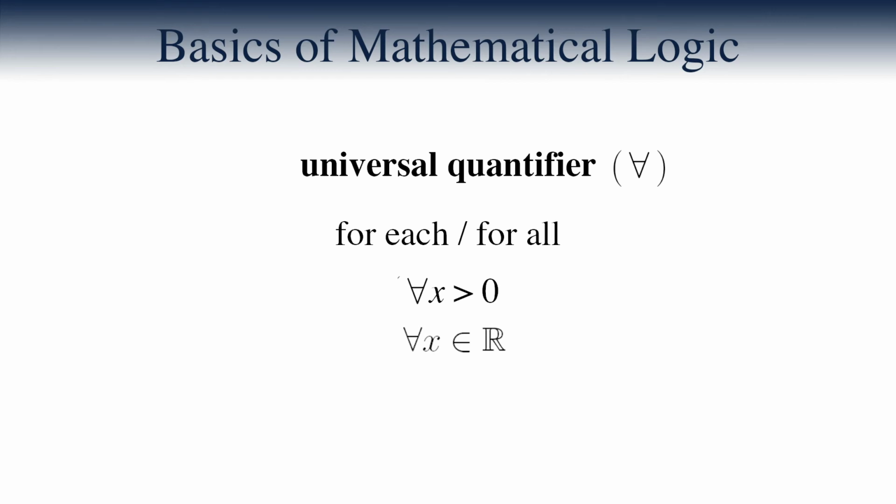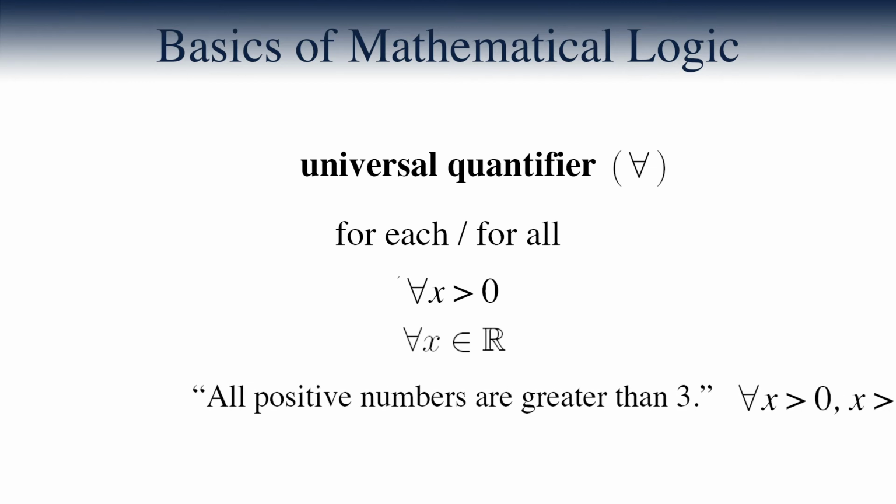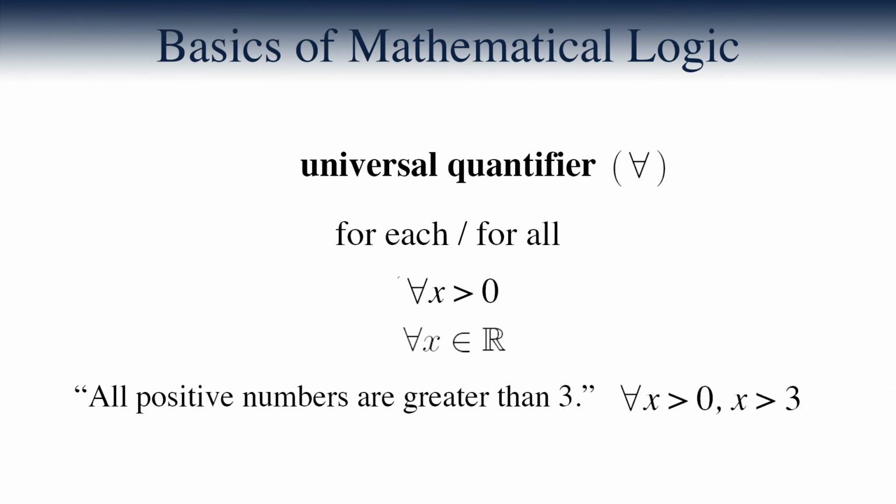Look at this example. All positive numbers are greater than 3. We can use the universal quantifier to assign the statement of being greater than 3, to all members of positive numbers. We can easily check the truth of this expression. This proposition is a false statement since we can find a positive number like 2 which is not greater than 3.